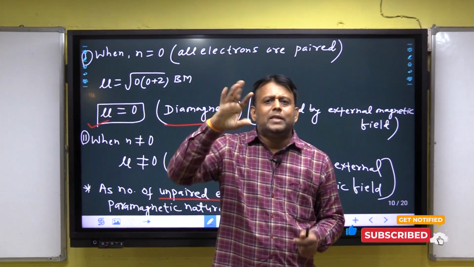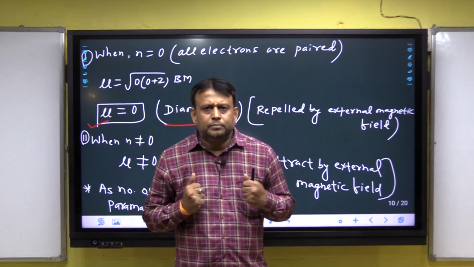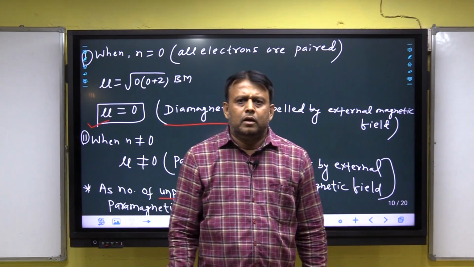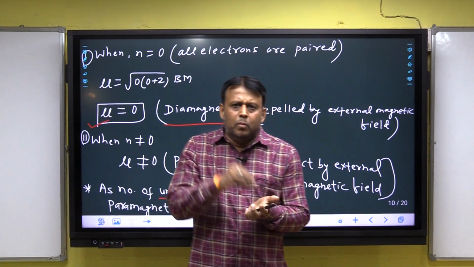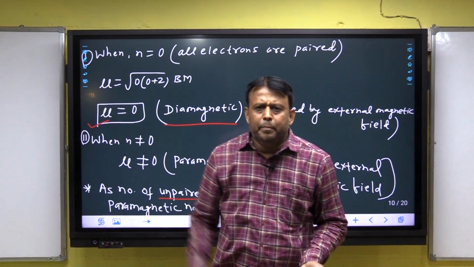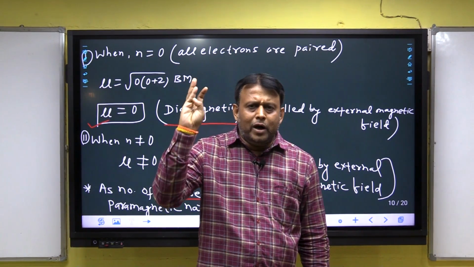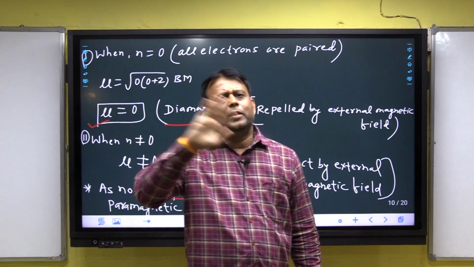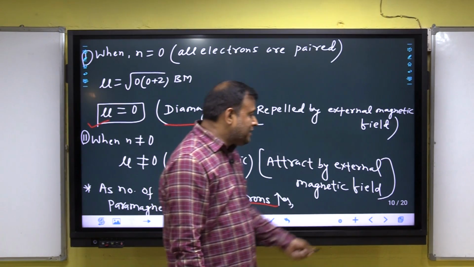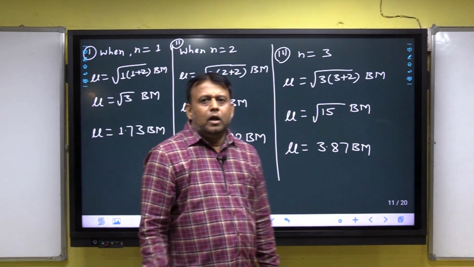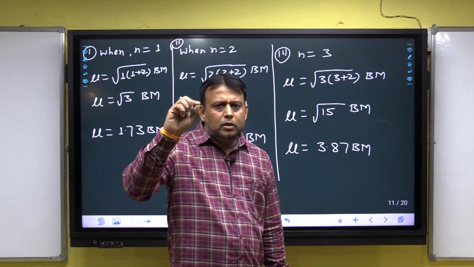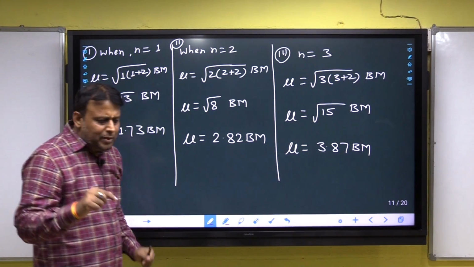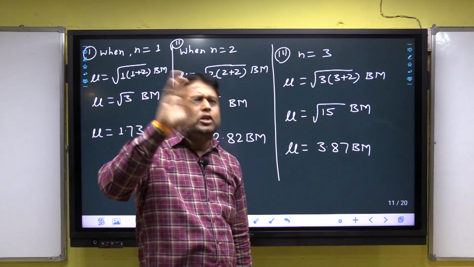Listen carefully. In previous examinations, I observed that normally 6 types of questions were asked based on calculation of magnetic moment: when the number of unpaired electrons is 1, 2, 3, 4, 5, and 6. Now, first, when n is equal to 1, the number of unpaired electron is 1.